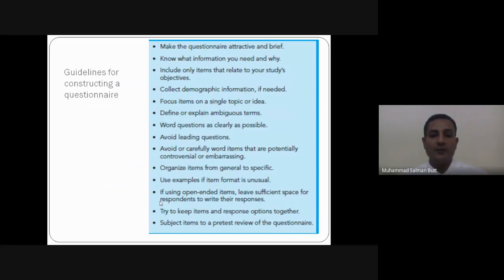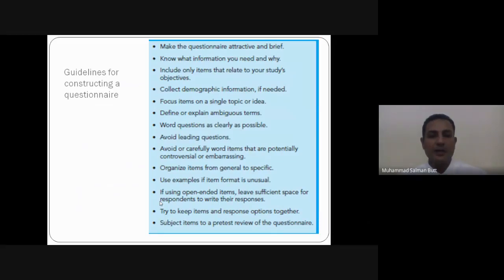And then there is avoid or carefully word items that are potentially controversial or embarrassing. You should take into consideration the cultural perspective of that region as well. If you are going to make any study, you should consider what the cultural norms and cultural ethics of that particular population are. And if you make a potentially controversial or embarrassing statement, then you will not get a response to those particular questions.